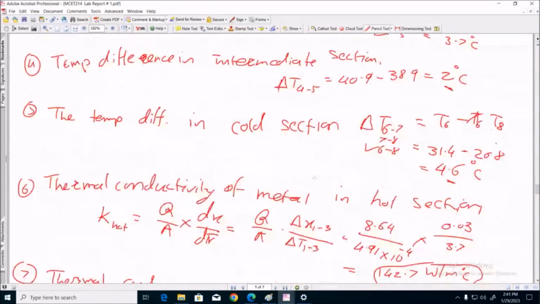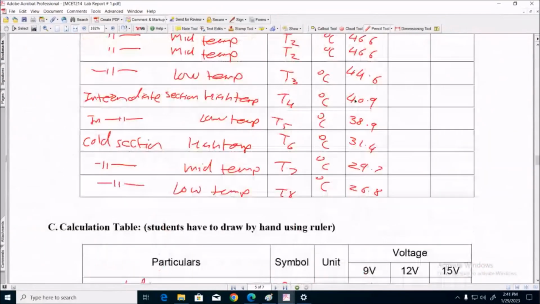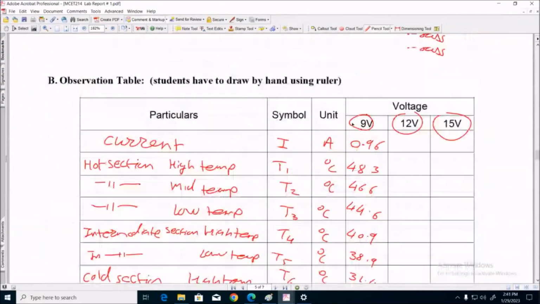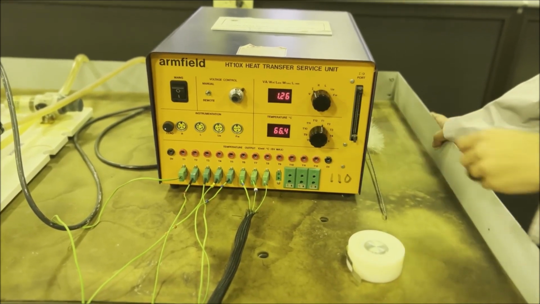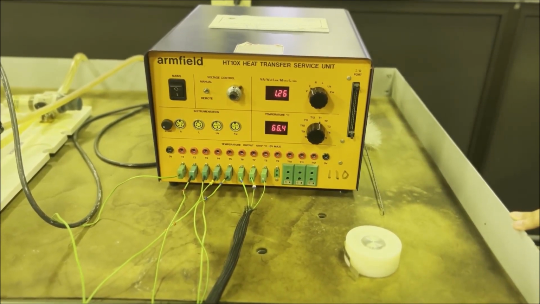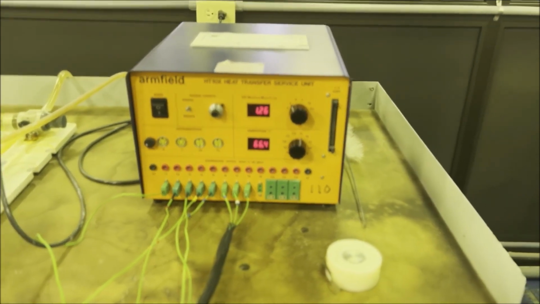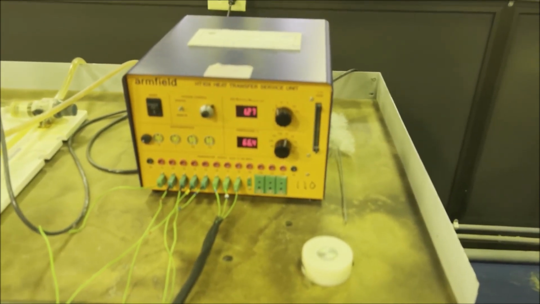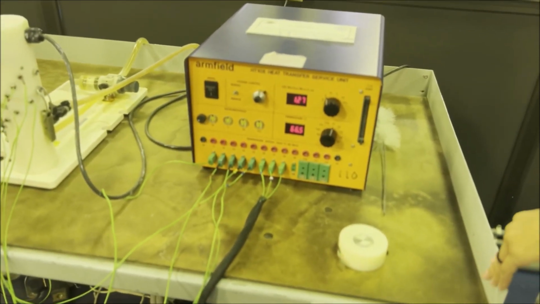That is a sample calculation for one. Now similarly, write the readings for 12 volt after 20-30 minutes. Change the current and tell me the current. 1.26. Again? 1.26. Okay, now keep it on voltage.